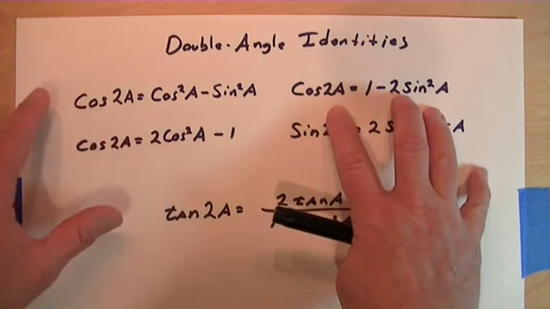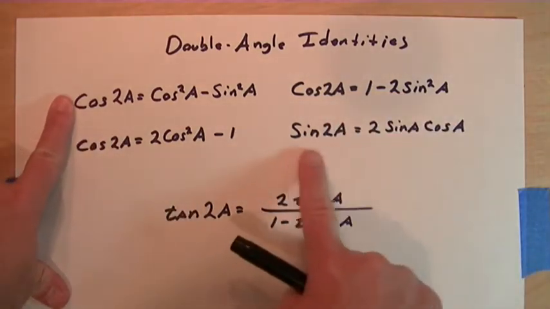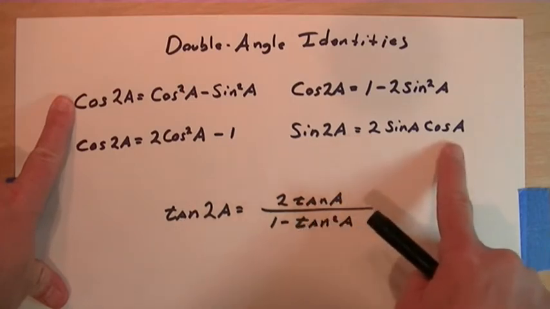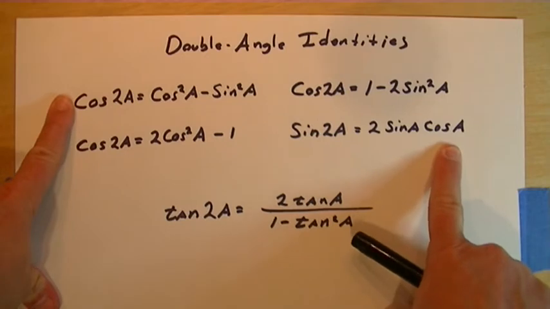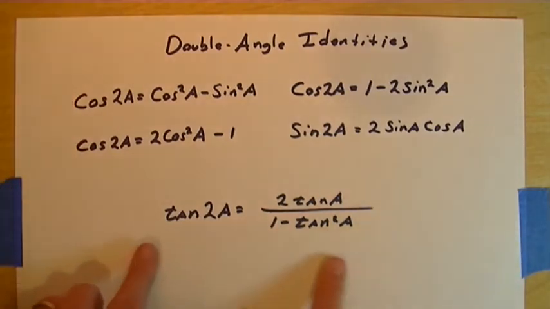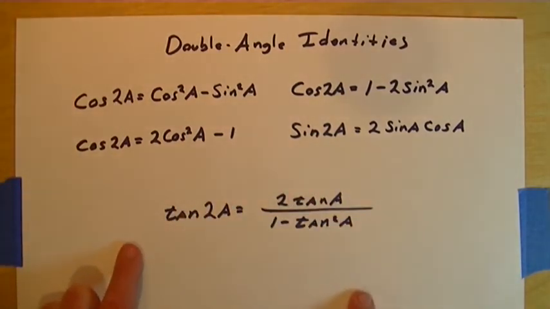So really, this one, sine 2a is equal to 2 sine a cosine a, and that one's pretty easy to remember. It's probably one of the most straightforward identities in the bunch. And this one looks very similar to the ones we had previously when we were talking about the sum and difference identities.